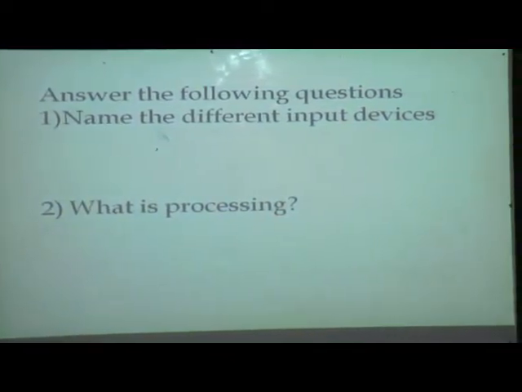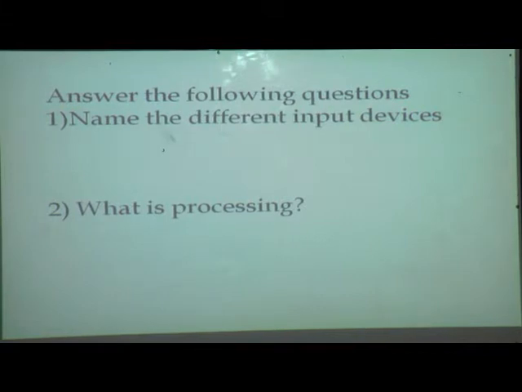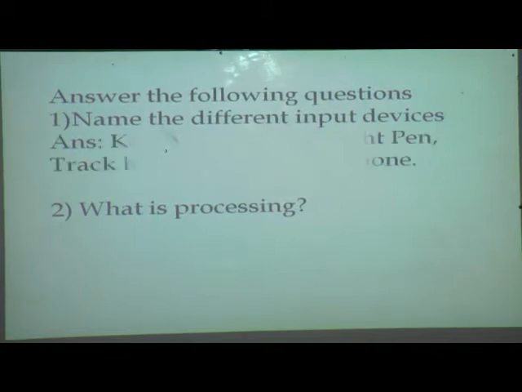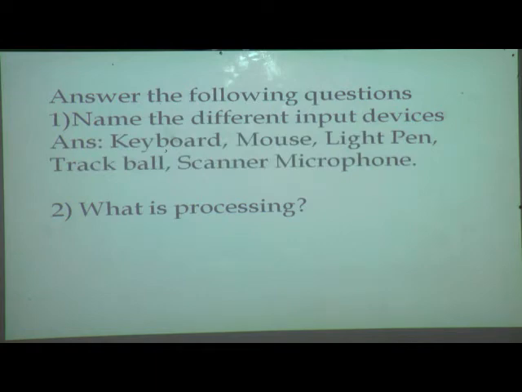What is the first question? Name the different input devices. Which are the different input devices? Yes, right. Keyboard, mouse, light pen, trackball, scanner and microphone. These are input devices.